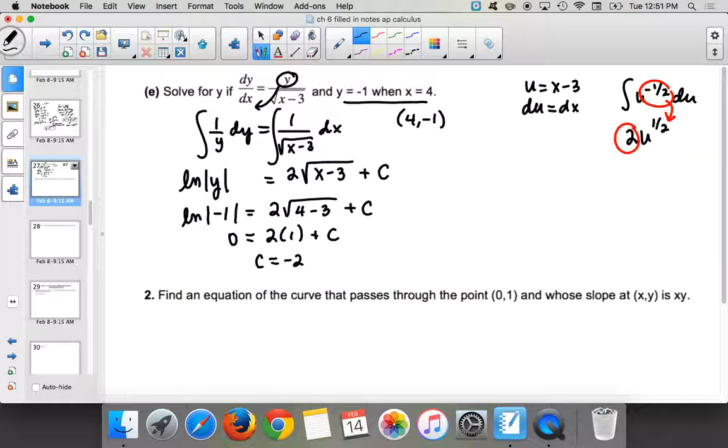Wait, why don't we add it to both sides? Because adding c to one side, I mean, I could add it to both sides, but I could also subtract that second c over, and it's still adding a constant. Like if I had a plus 5 on this side and a plus 11 on this side, couldn't that just be plus 6 on one of the sides? Okay. Does it make sense? Okay. All right, so I get the natural log of the absolute value of y equals 2 times the square root of x minus 3, and then I put the c back in, so I have minus 2.